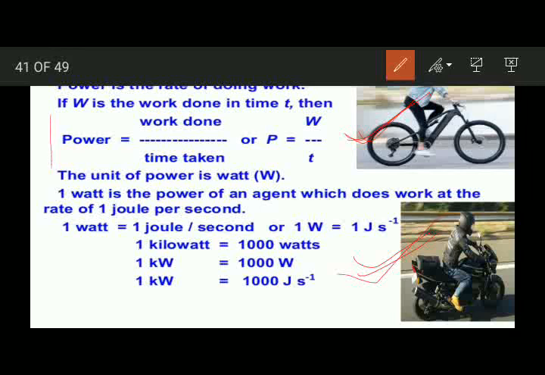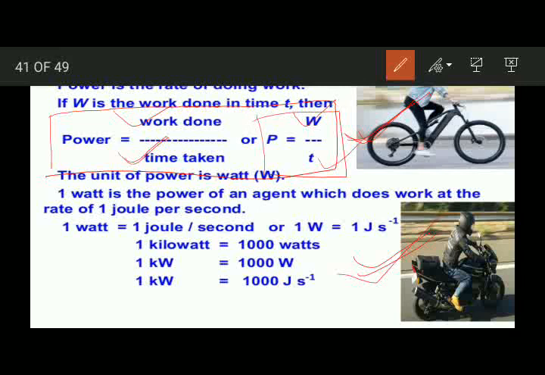So here we have the formula for power. Since power is defined as rate of work done, by rate we mean divided by time. So power is work done divided by time taken. Since it is denoted by P, we have P equals W by T, where W denotes the work done and T denotes time taken. Now the SI unit of power is watt.